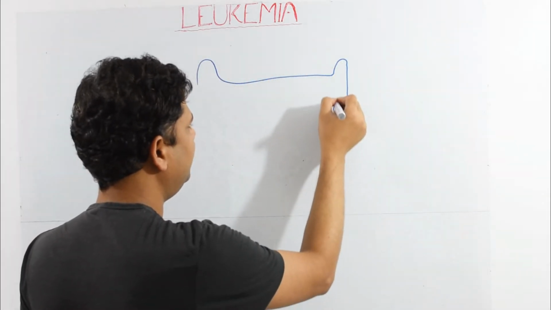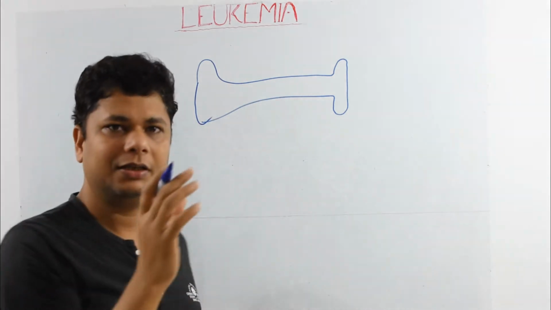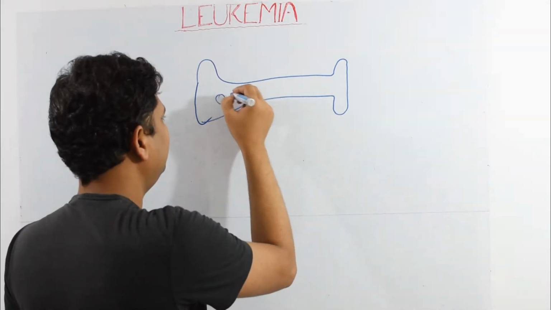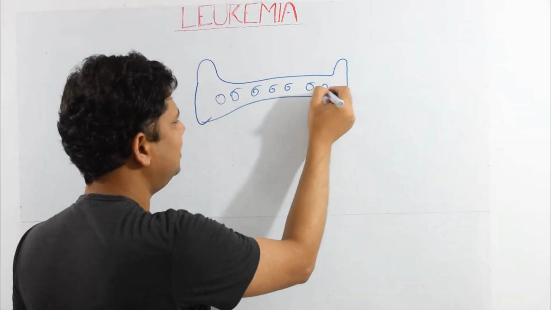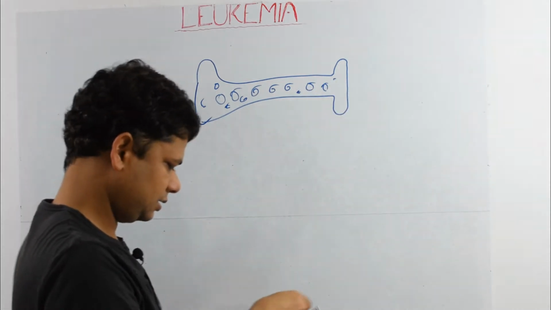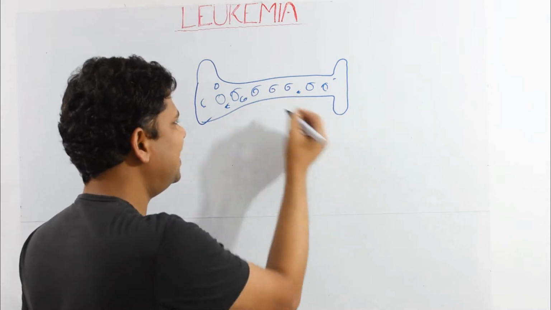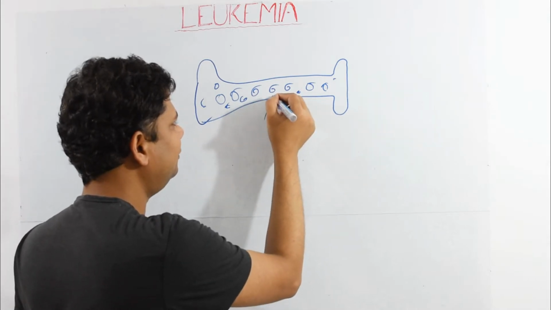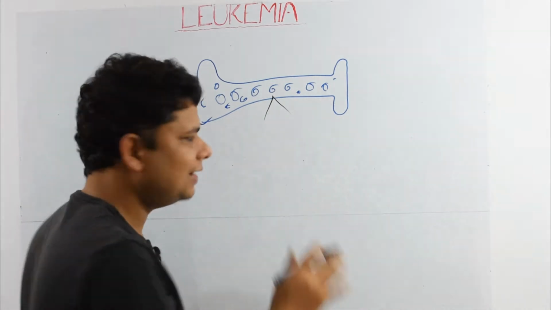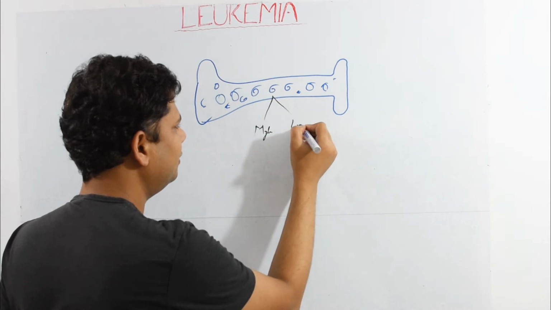Suppose this is the bone marrow, and the formation of blood starts from here. There are so many stem cells present in the bone marrow, and when needed they start differentiating and they form different kinds of blood cells. So what are the different kinds of cells? Myeloid and lymphoid.